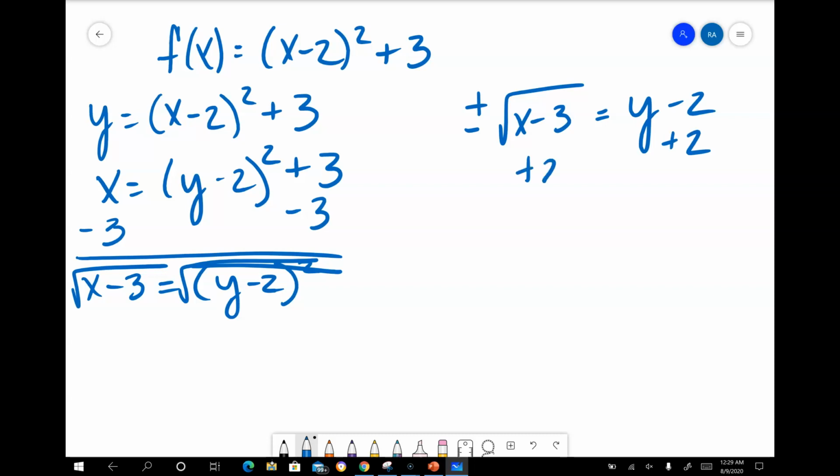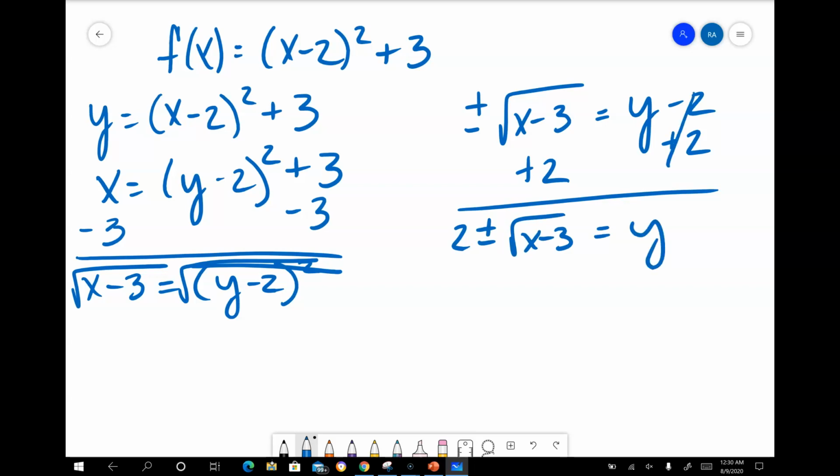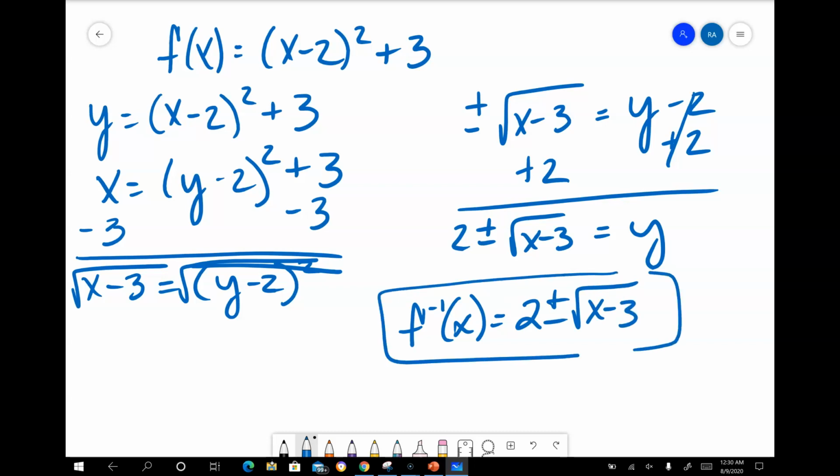Easy breezy, get rid of that 2. And now you can put that 2 anywhere. I'm going to put it up front so it looks a little better. 2 plus or minus the square root of x minus 3 equals y. And then we write our final answer as f inverse of x equals 2 plus or minus the square root of x minus 3. Okay? Don't forget that plus or minus. All right, you're missing half of the answer if you only have the plus. Okay? All right.